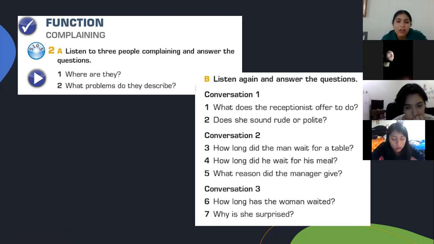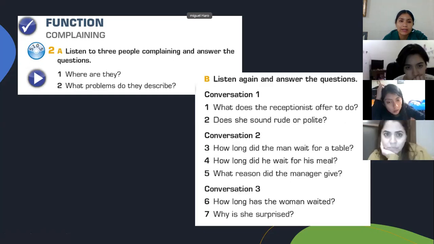Conversation 2. How long did the man wait for the table? 4. How long did he wait for his meal? Because one thing is the table and another thing is the food, right? And 5, what reason did the manager give? ¿Qué razón dio el gerente?